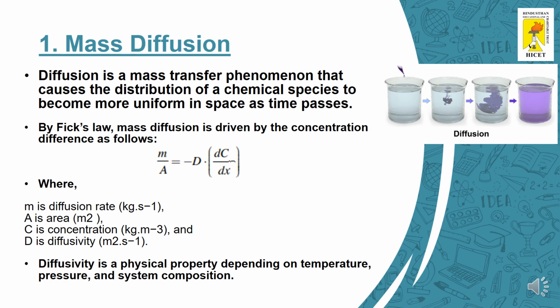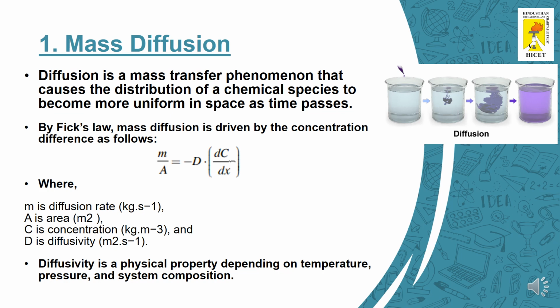Diffusion is a mass transfer phenomenon that causes the distribution of a chemical species to become more uniform in space as time passes. You can see in the image a drop of chemical is added in the water and by time it's completely dissolved. That is the mass diffusion. By Fick's law, mass diffusion is driven by the concentration difference as follows: M by A, that is diffusion rate by area, equals diffusivity into dC by dx.